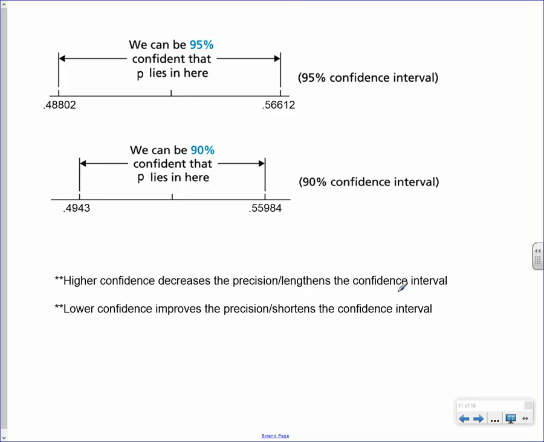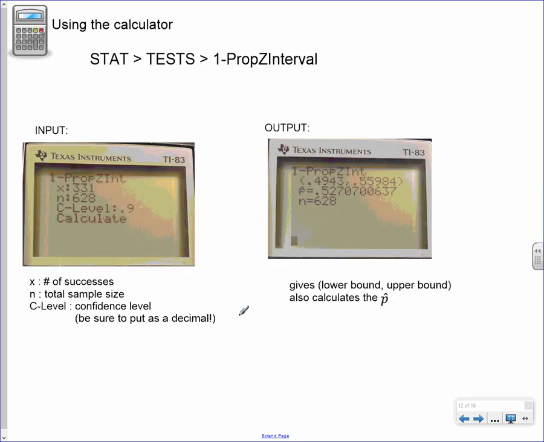Now notice that higher confidence decreases the precision and lengthens the confidence interval. Lower confidence improves the precision. Okay, so now you have a smaller confidence interval, but you have lower confidence that it's there. So just notice as you lower your level of confidence, you're going to get a smaller confidence interval.